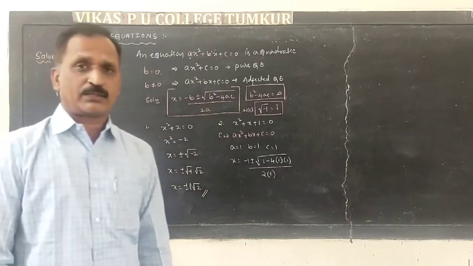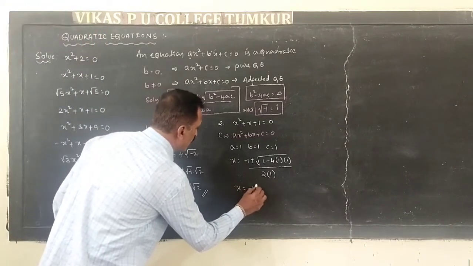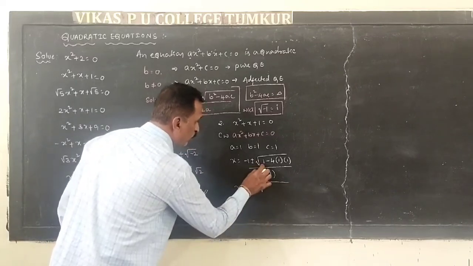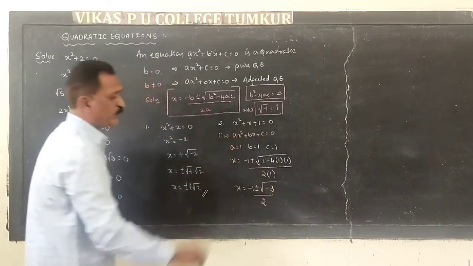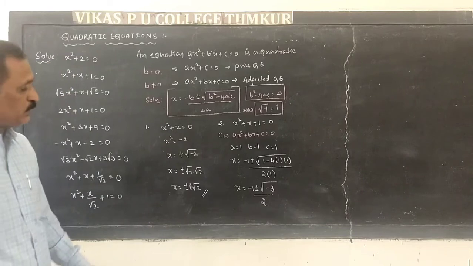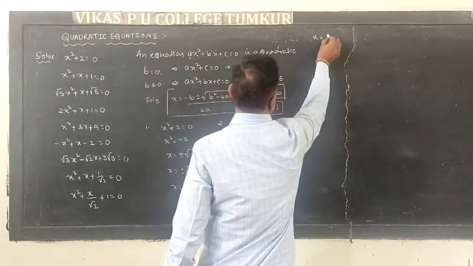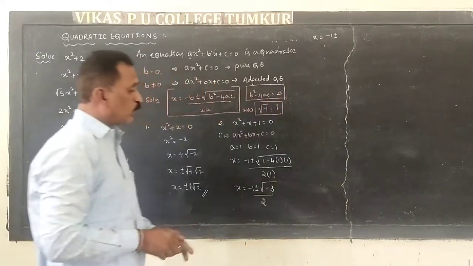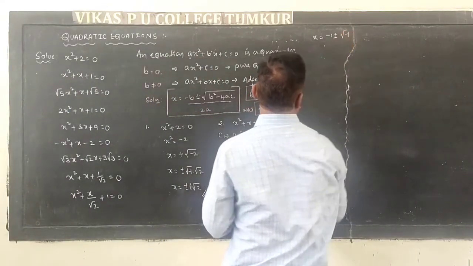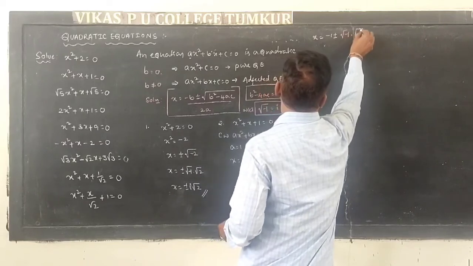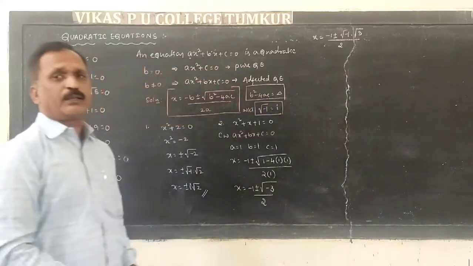I hope you can understand. Now the value of x is equal to minus 1 plus or minus square root of 1 minus 4, which is minus 3, divided by 2a, that is 2. Right? Now look at the value. x is equal to minus 1 plus or minus root of minus 3. Nothing to change here. Root of minus 3 we write as root of minus 1 into root 3, divided by 2.